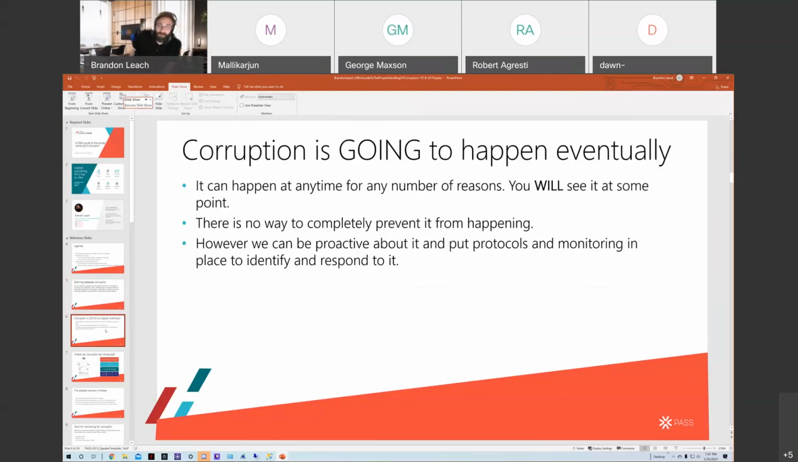Now, corruption is going to happen. If you haven't experienced it already, you're very lucky. I have unfortunately experienced it more times than I can count. And each time people freak out. So hopefully this will help you learn to react more calmly and be proactive, giving them some assurance.